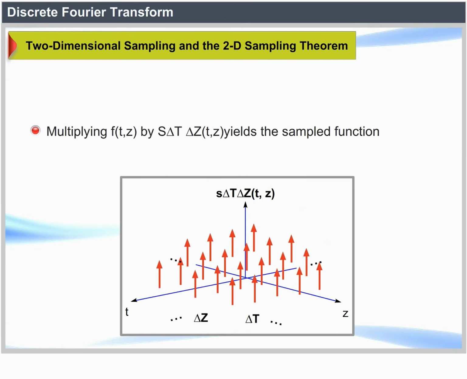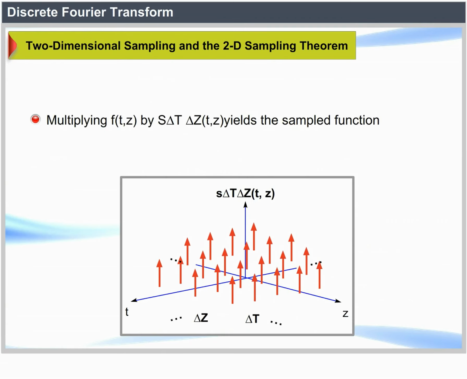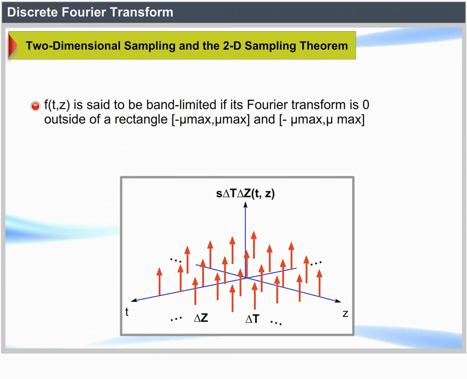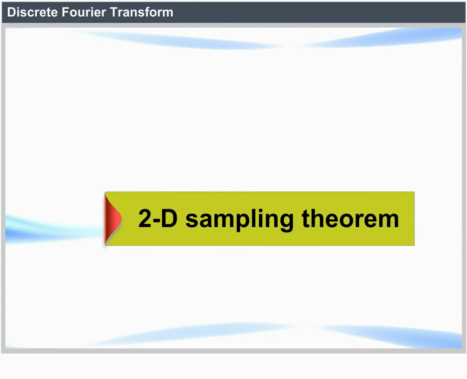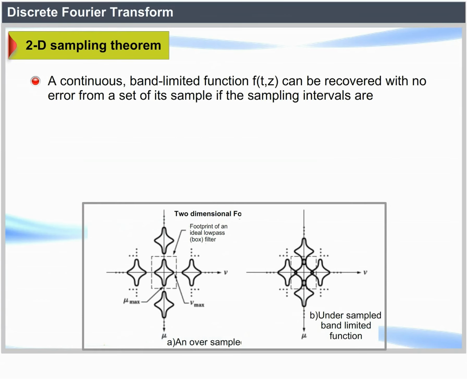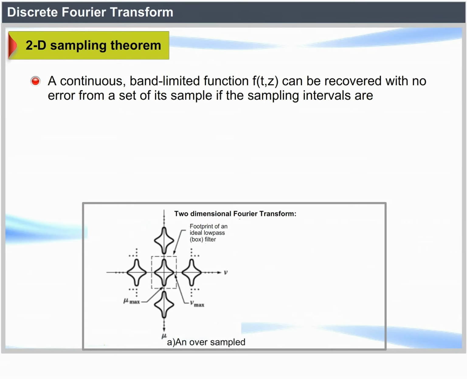2D sampling theorem. A continuous band-limited function f(t, z) can be recovered with no error from a set of its samples if the sampling intervals are as represented on the screen, where A is an oversampled and B is an undersampled band-limited function. Aliasing in images. Example: sampling checkerboards whose squares are of size 16 into 6 pixels. In figures A and B aliasing is visually negligible, while C and D masquerade as a normal image.